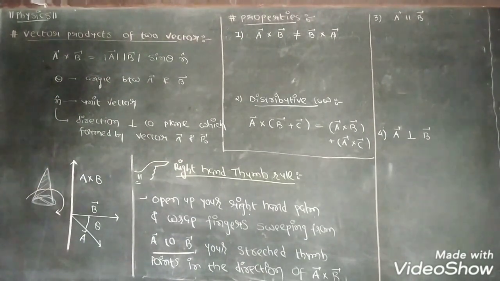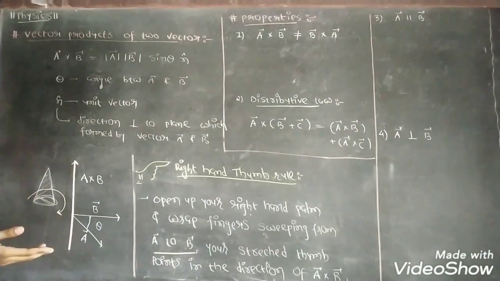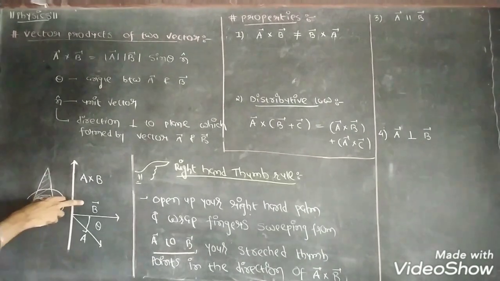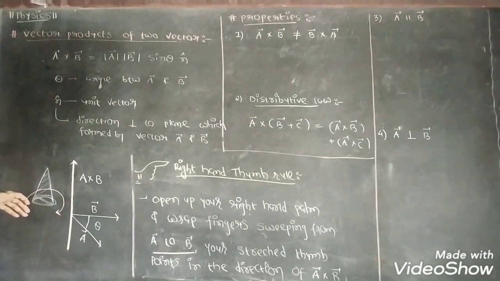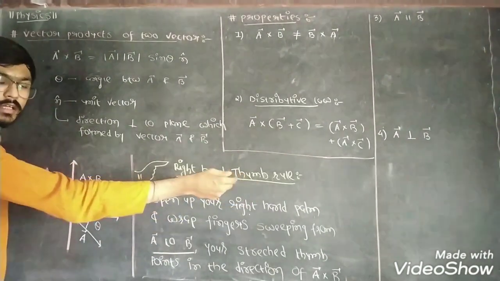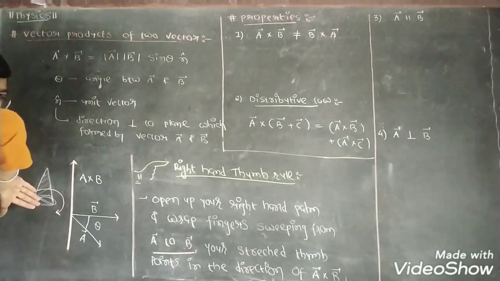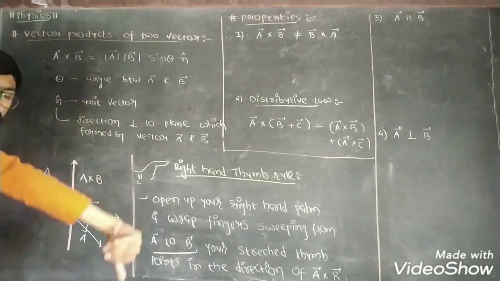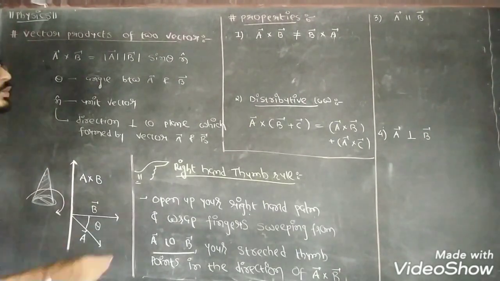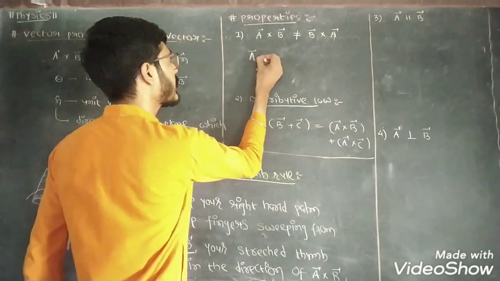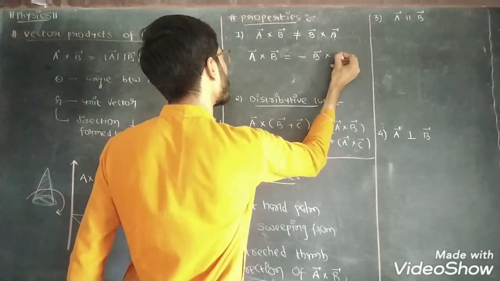But if we now multiply B into A, we get B cross A. For the direction of B cross A, we have to wrap our fingers from B to A. The direction of B is horizontal and the direction of A is in this direction, so we wrap our fingers from B to A. The direction of their product is downward, so it is opposite to A cross B. So we can say that A cross B is always equal to minus B cross A.